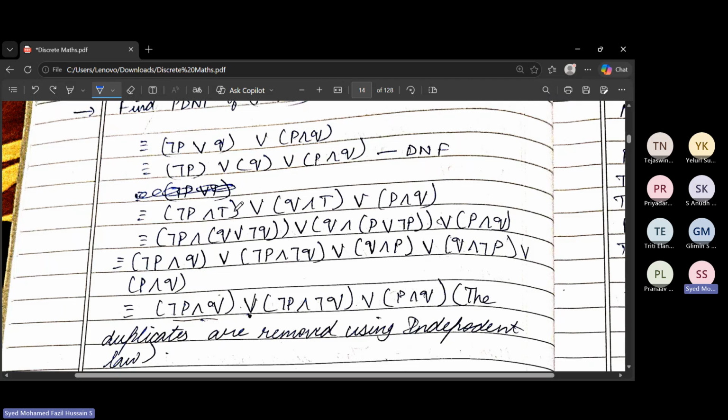So here, to introduce that new variable, we have to put q or not q, because that statement will always give true, right? Q or not q. So instead of using T, we are just substituting it with q or not q. And in this second statement, to introduce that p, we are using p or not p, because p or not p will always give true, right? So right now, after introducing these, we are just distributing it over.